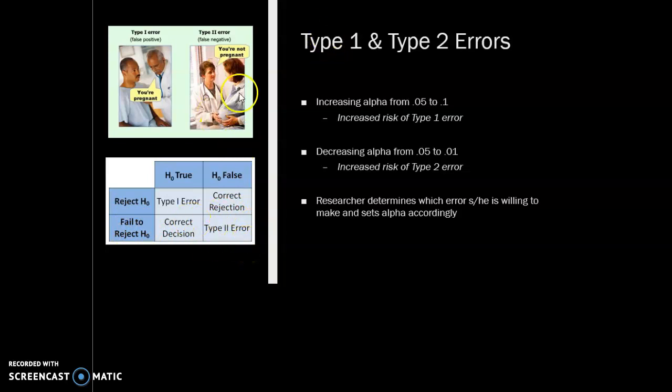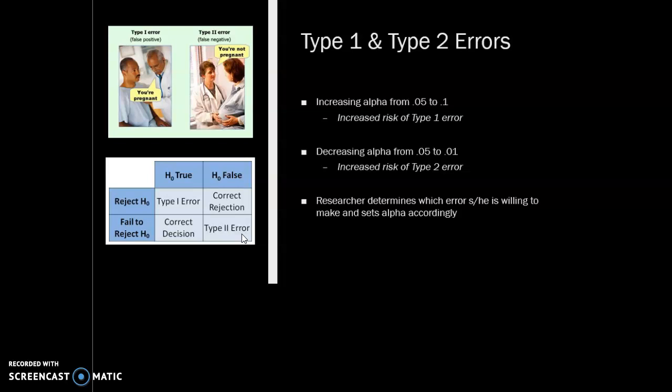The example of this is there's a very obviously pregnant woman, and the doctor is looking at her and saying, "You're not pregnant." So in this case, the null hypothesis is that you're not pregnant. The alternative hypothesis is you are pregnant. And the doctor says, "Oh, but the null hypothesis is true. You're not pregnant." And we're failing to reject it, even though it's quite obvious that the null hypothesis in this case is false. All right, so type 1 error is a false positive mistake. Type 2 error is a false negative mistake.